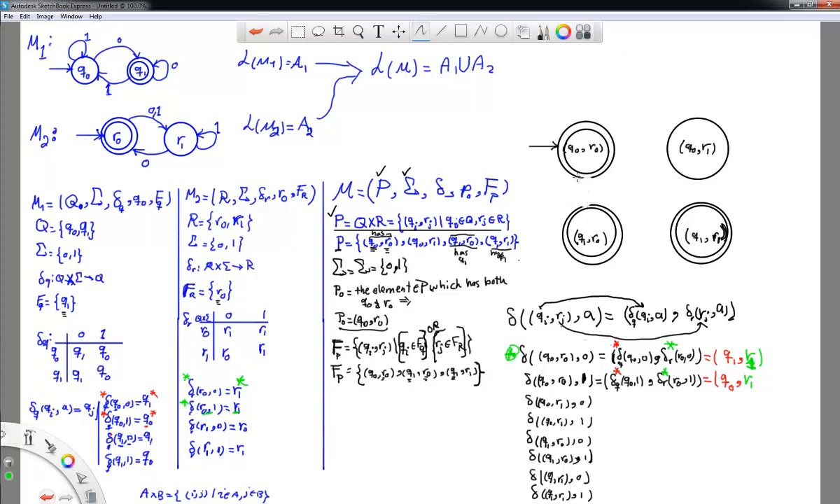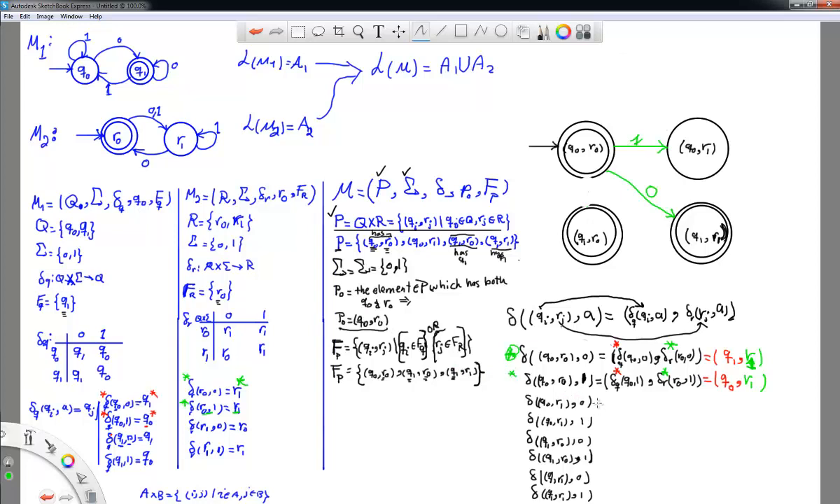There you go. So q sub 0, r sub 0 over 0 goes to q sub 1, r sub 1 for 0. And then for 1, q sub 0, r sub 0 over 1 goes to q sub 0, r sub 1. So that's going to be this transition for symbol 1. Okay, so I knocked down this one.